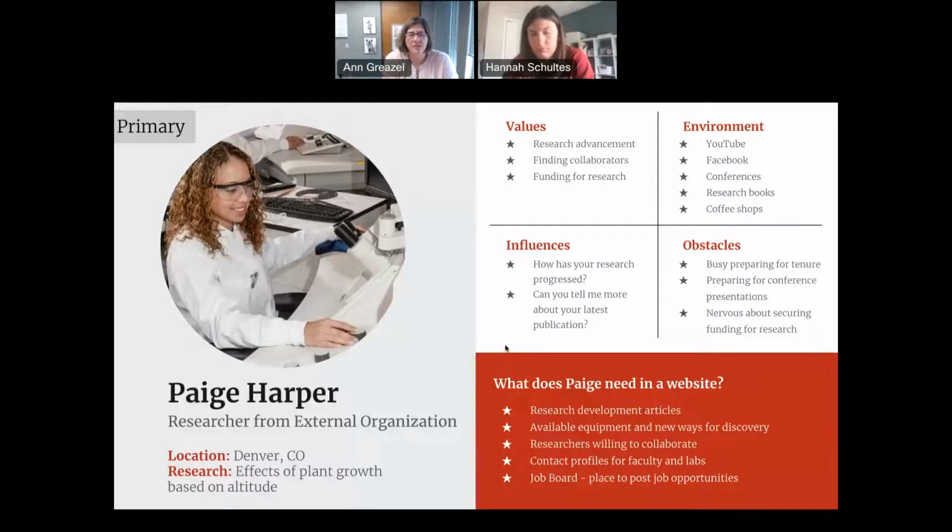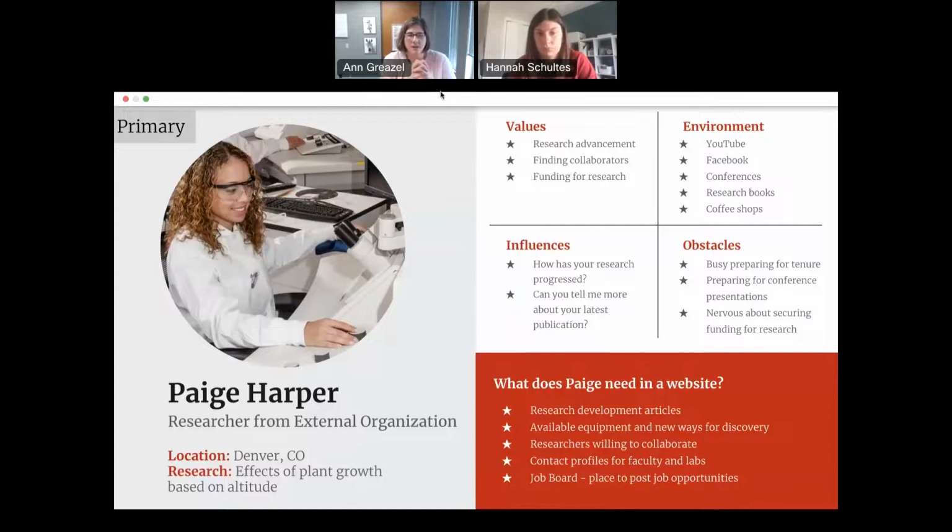Influences: how has this research progressed? Researchers are going to be able to fill this out even better, but I'm sure there are the elevator speeches of having to answer how your research has progressed, or how is research going specifically. And what's your latest? I saw you had a latest publication. What's that about? How can I assist? How can I get involved? That kind of thing. Obstacles: they're extremely busy preparing for tenure. They have conference presentations that they're preparing for. They're most likely teaching, and they're nervous about securing funding for their research.